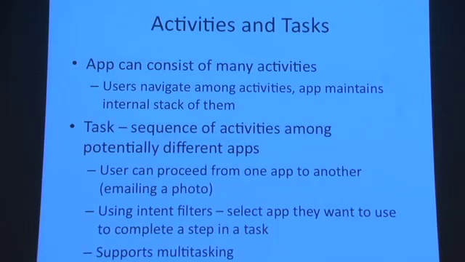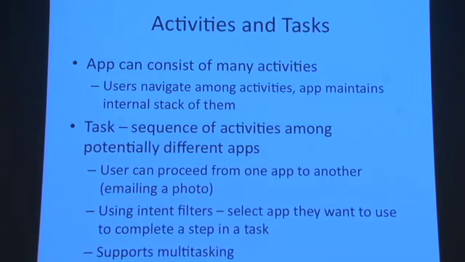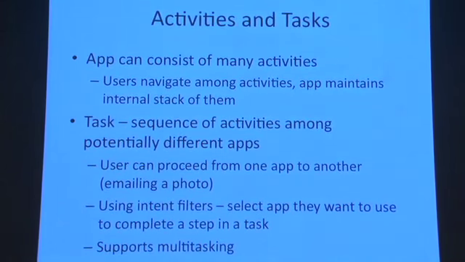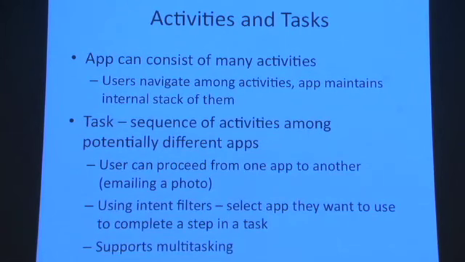A task is a sequence of activities amongst potentially different apps. So a user can proceed from one app to another. An example of this is emailing a photo. You usually take a photo or look in your gallery for a photo to email. That's the gallery app, and then you go to the mail app to email this photo in the end. You can also use intent filters, so you can select the app they want to use to complete a step in a task. When you have the Android manifest file, which we can look at later, there's actually an intent filter.